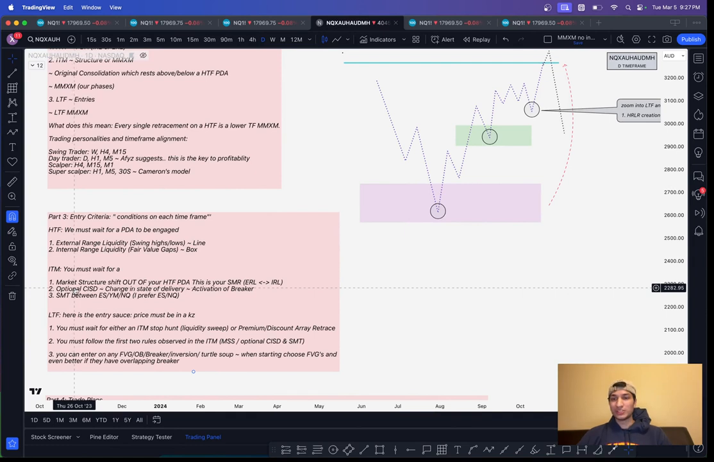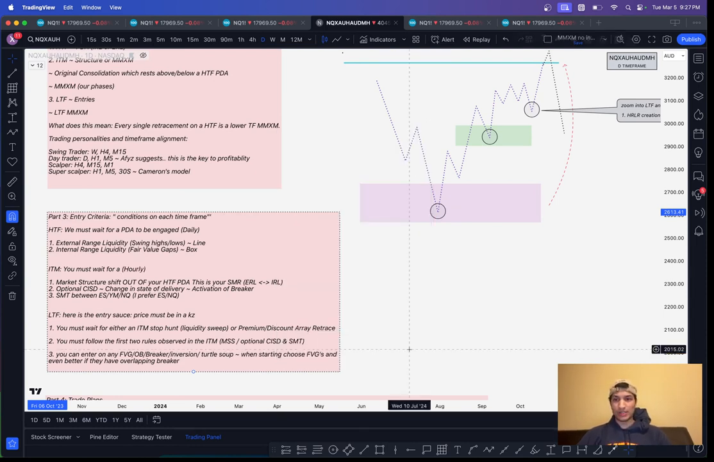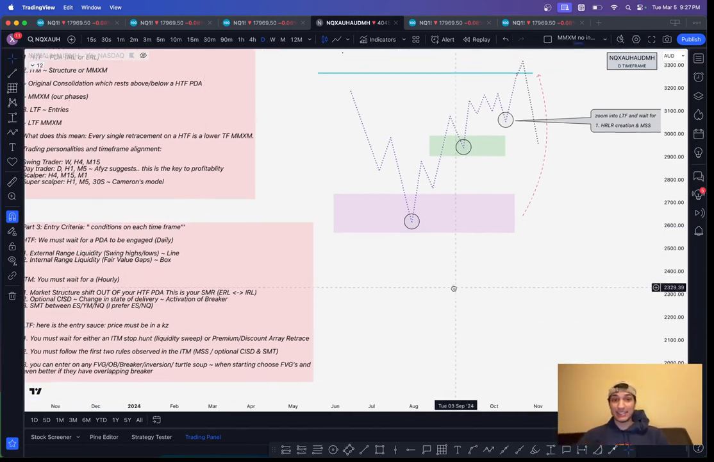Secondly, we want to see an optional SysD on the intermediate time frame. So for example, if our higher time frame is our daily, let's be very clear. Higher time frame, let's say, is our daily, right? On our intermediate time frame, that's going to be our hourly. We're going to want to see a market structure shift or an optional SysD, ideally both.